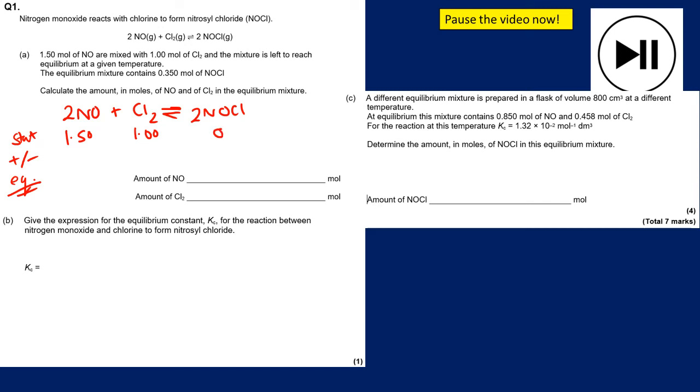And we are told that equilibrium contains 0.350 moles of NaCl. So what we can see is that the NaCl has gone up by 0.350.